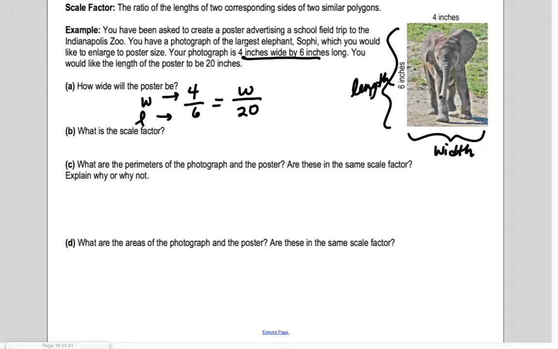Everything's in inches. I always check that, making sure I don't have things in inches and feet. Max, you with me? So we cross multiply. If you want to reduce first, some people like to do 2/3 equals W over 20. You can reduce if you want to. Either way, if we cross multiply, we have 80 equals 6W. So if we take 80 divided by 6, we get 13.3 repeating. So 13 1/3 inches.